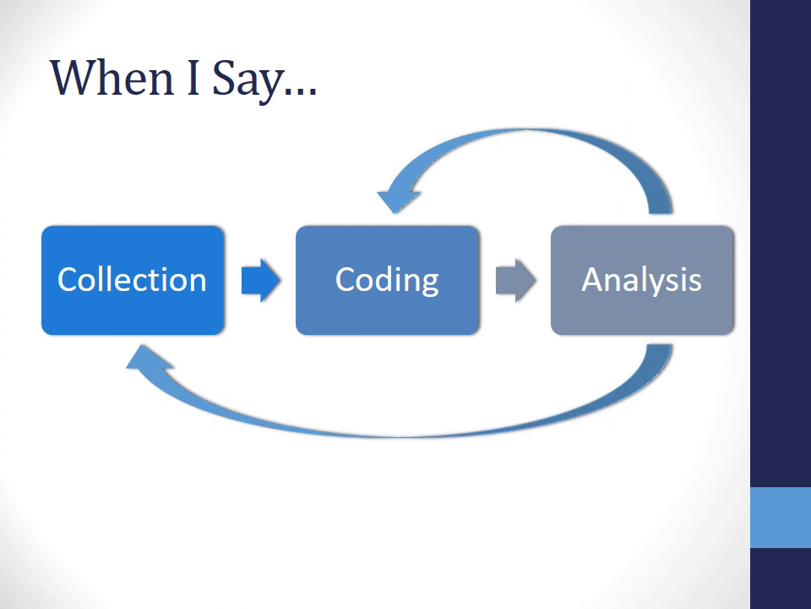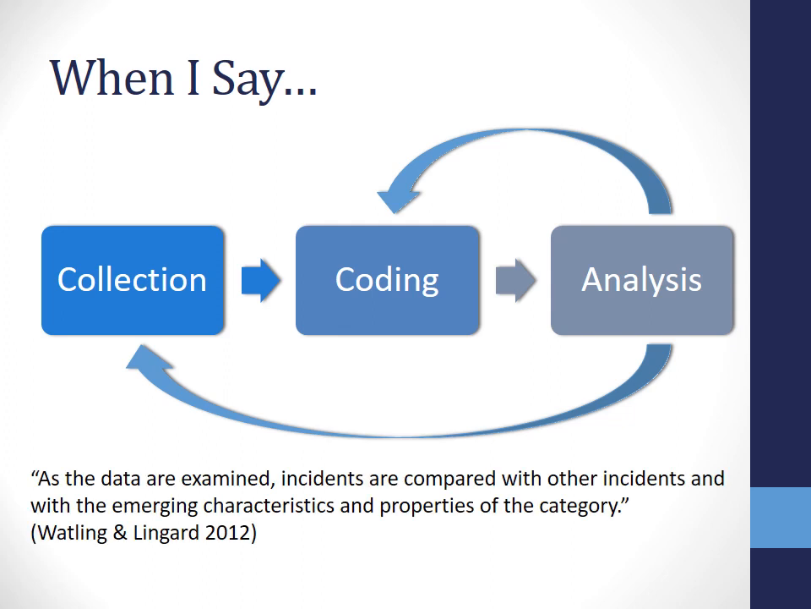In contrast, constant comparison is an iterative method of data analysis in which the researcher begins coding and analyzing data as soon as it is collected. As explained by Watling and Lingard, as the data are examined, incidents are compared with other incidents and with the emerging characteristics and properties of the category. This means that insights and information gained through this process then inform further data collection. For example, by altering the population or sample of data you are collecting to better explore an emerging theme.